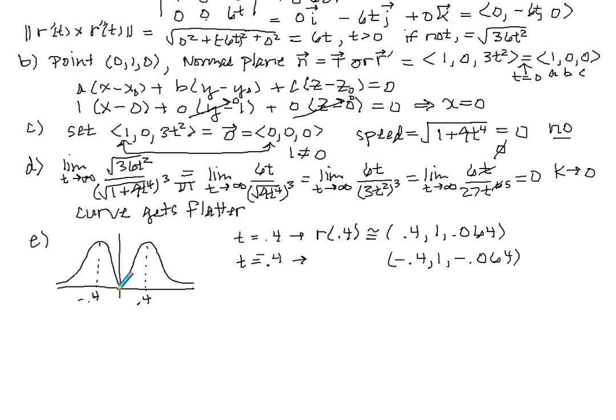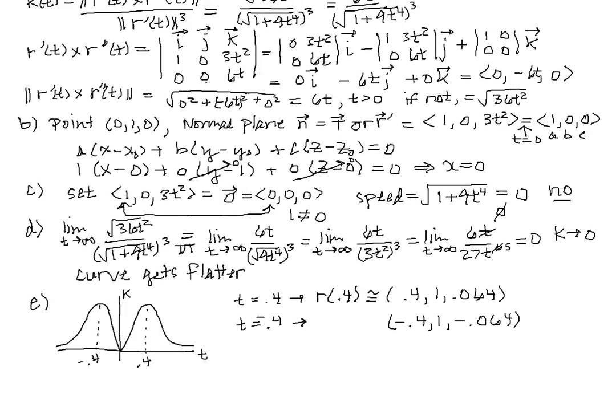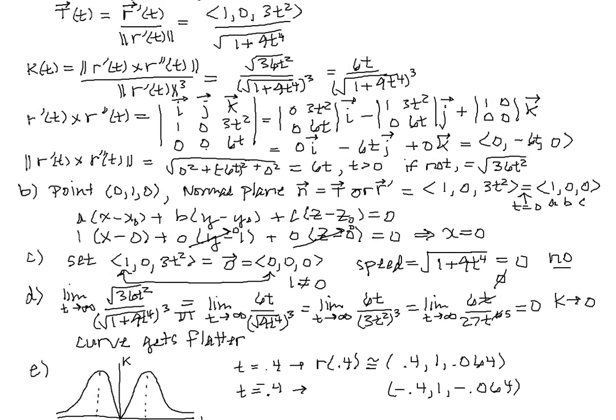And then this point where kappa hits 0, this is kappa here on the y-axis versus t on the horizontal, is where the curve flattens out near t equals 0, and then flattens out at plus and minus infinity. So, okay. Let's see, other things I could ask you with curves.